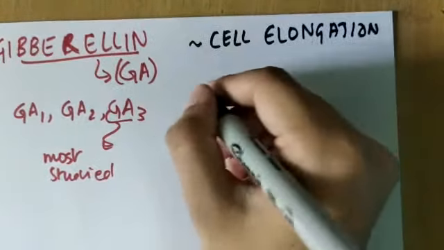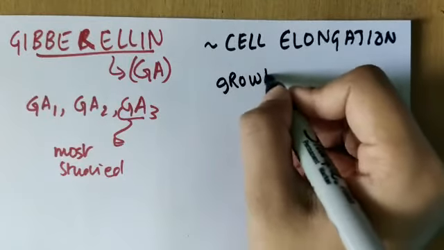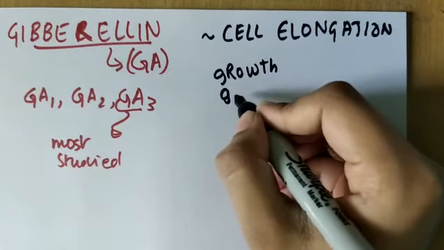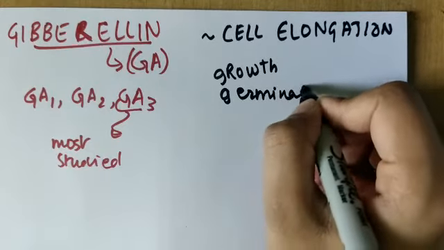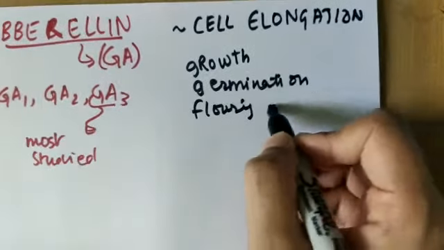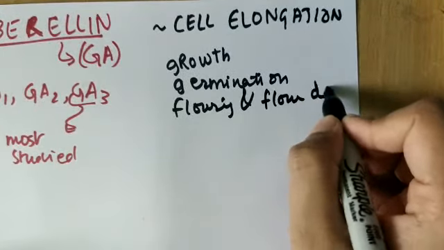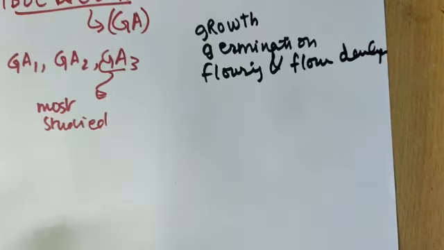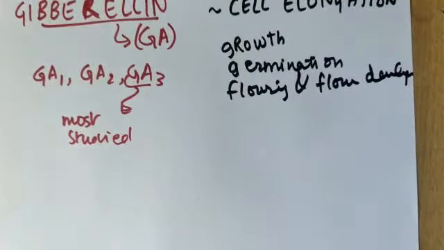The main functions of gibberellin are growth, germination, flowering and flower development. These are some of the main functions of gibberellin. It also helps in leaf and fruit senescence. It is a growth hormone that stimulates cell elongation and causes the plants to grow taller, because the more the cells divide, the more the growth will be.